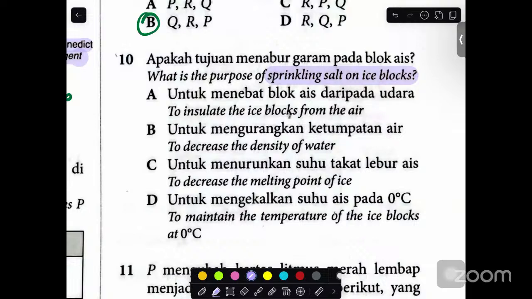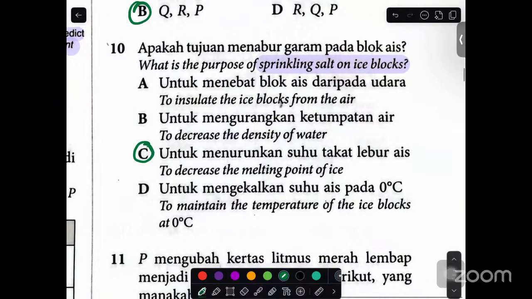Okay, this got something to do with melting point. Takat lebur, suhu takat lebur, and so on. So, why do we put salt on block ice? Sama? Yes, betul. C.